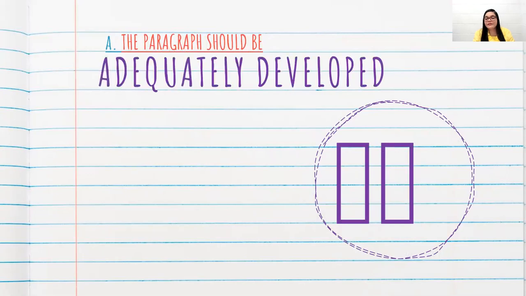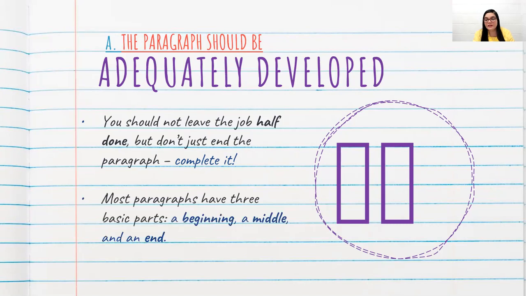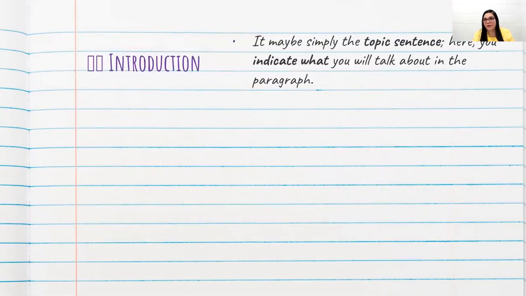Also, the paragraph should be adequately developed. What do we mean by this? You should not leave the job half done. Don't just end the paragraph. Complete it. Conclude it. Most paragraphs have three basic parts. You know that: a beginning, a middle, and an end. When you have this discussion, we should talk about the introduction, the body, and the conclusion.